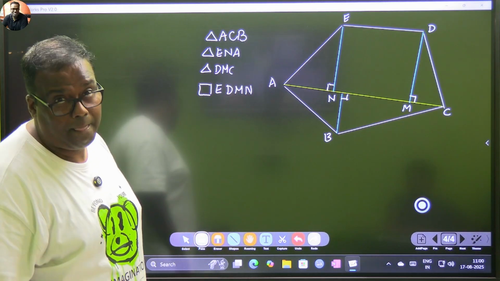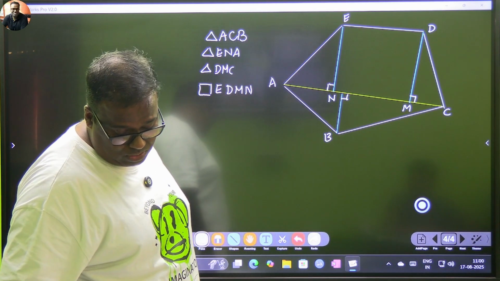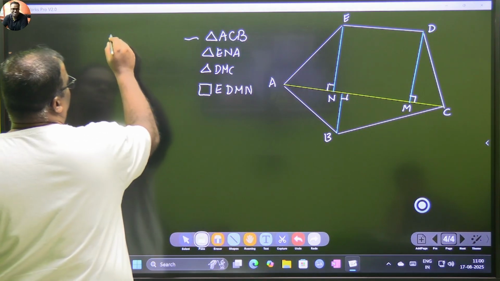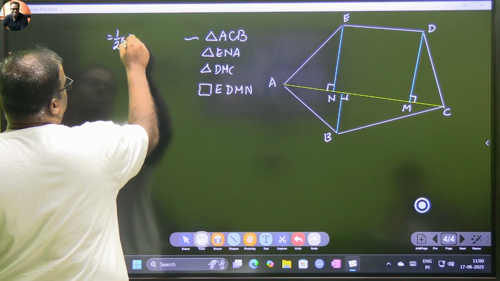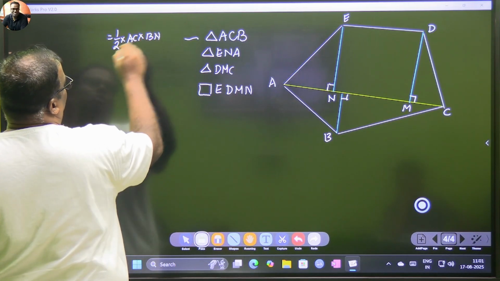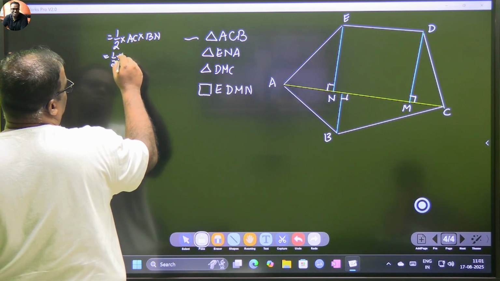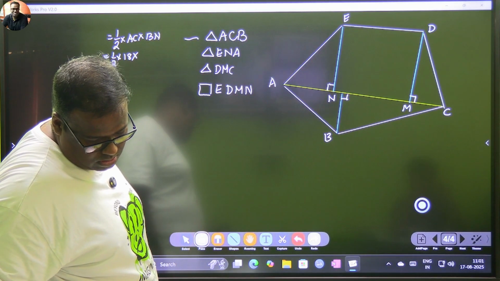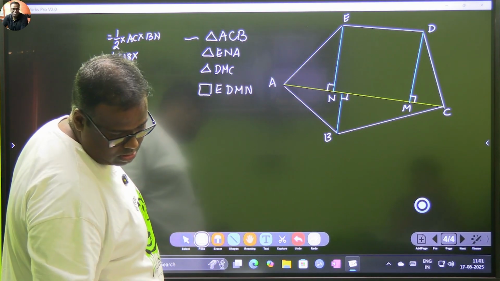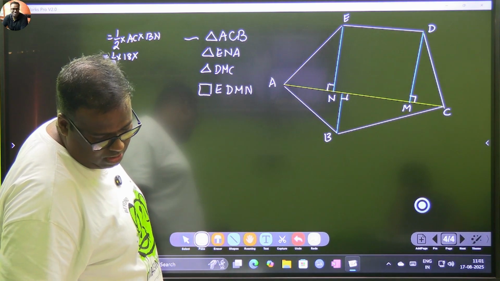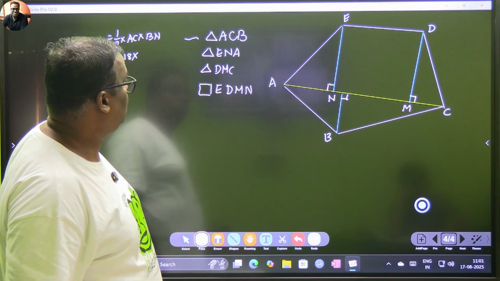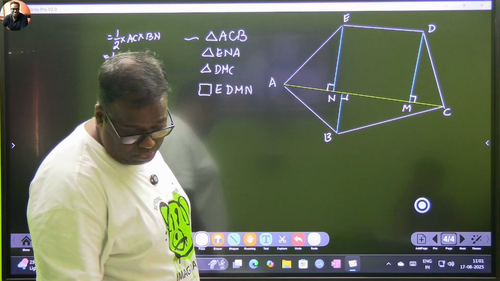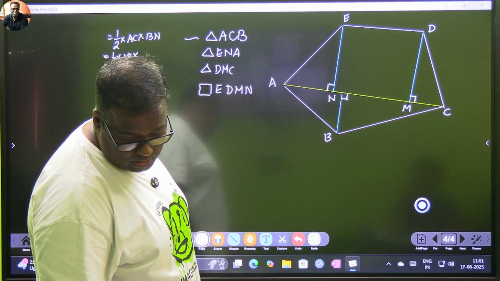Okay. Wait. AC is 18. So this area is equal to half into AC multiplied by BN. Now let's say half multiplied by AC. AC is how much? 18. And BN is how much? Okay, BN not given. No issues. Leave it.